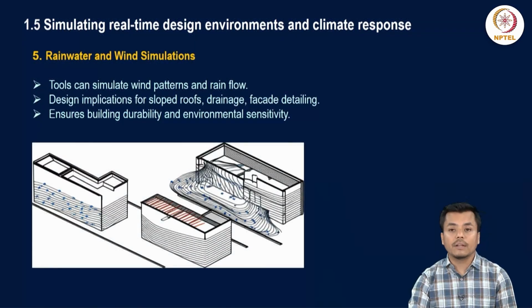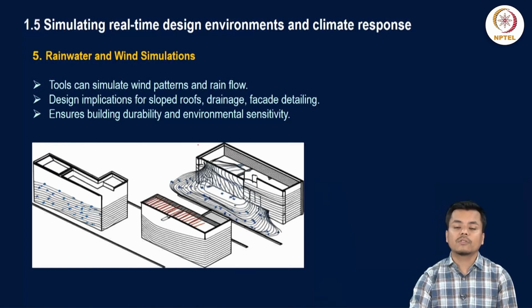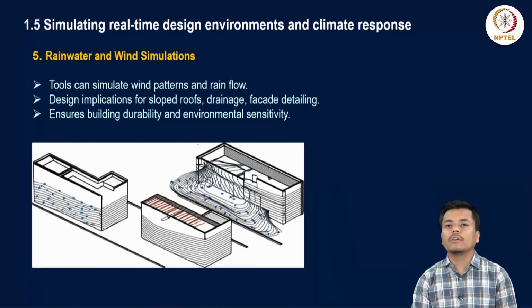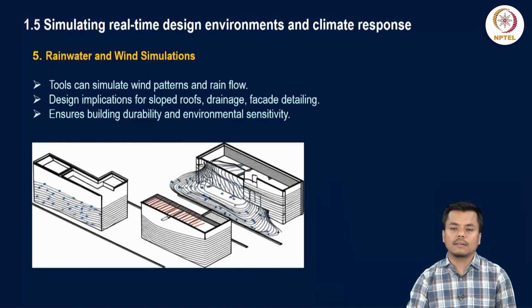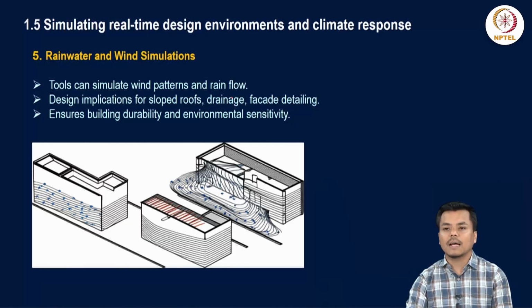Next is rainwater and wind simulation. This is essential especially for structures that are located in regions where there is heavy rainfall or very strong winds generally experienced in that region. So you may have to simulate such conditions, design implications for sloped roof, drainage or facade detailing, what sort of facade has to be there in such cases. So the plastering, the details about plaster, details about exterior elements, all that has to be decided based on this analysis. It ensures that the building is durable and environmentally sensitive. After you perform this analysis, you will be able to take required decisions.